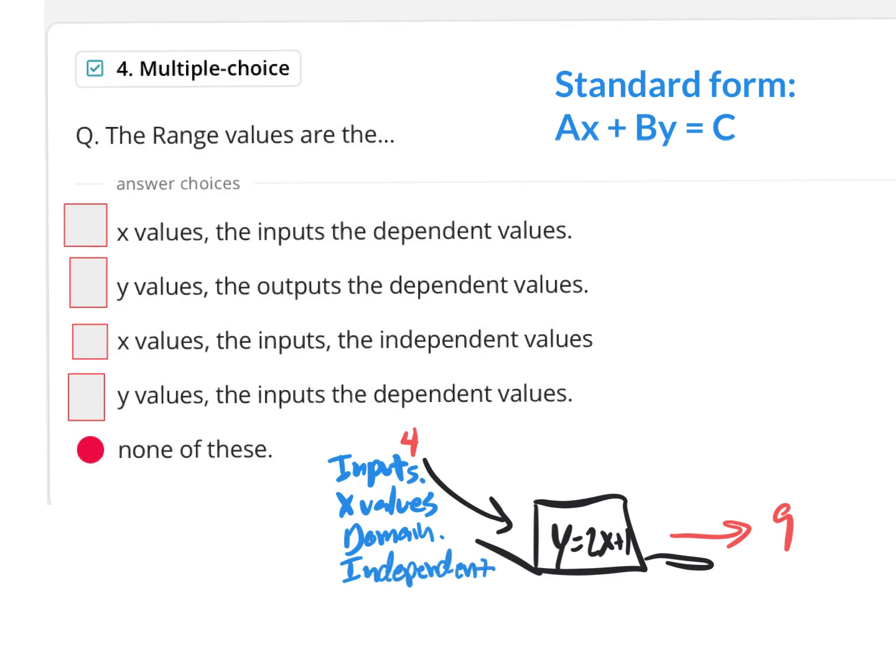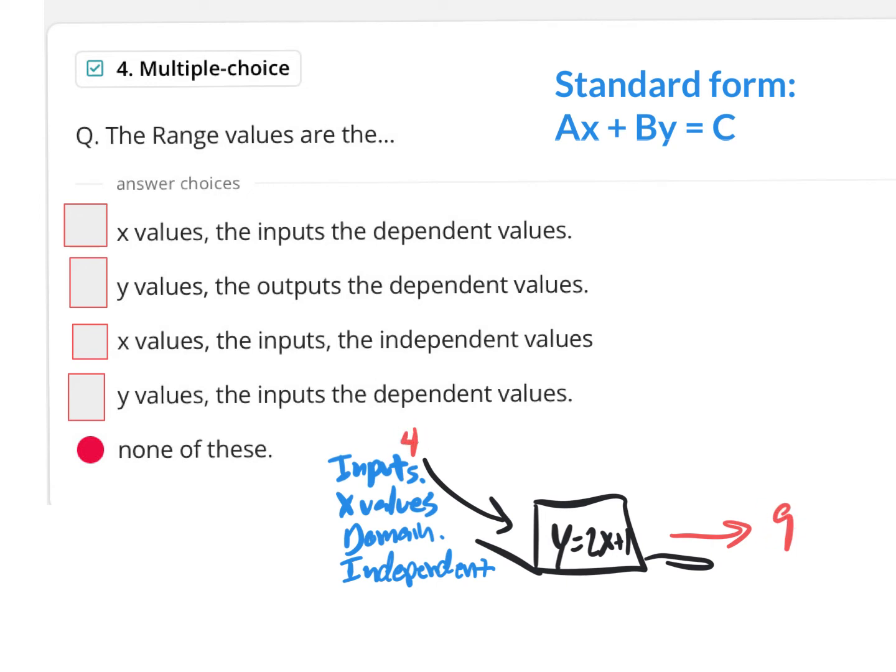Okay, again, inputs, because you put the 4 into the machine, you put it into the x value. That's why we also call them x values. Domain, you have to memorize that. The values that go in are called the domain. And they're also called independent because I just randomly picked the number 4 and plugged it into this machine, right? y equals 2 times x plus 1. But the answer 9 is dependent on this input 4.